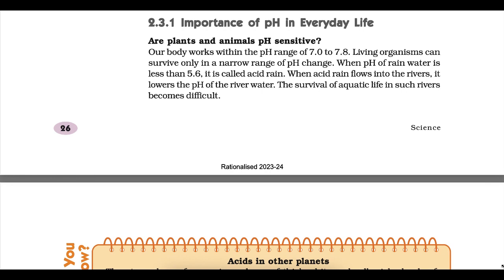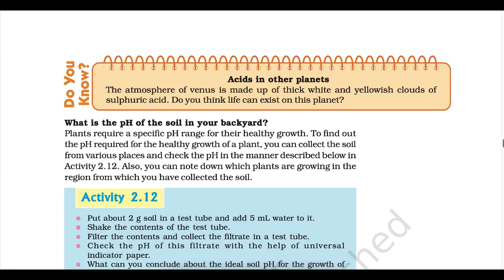Importance of pH in everyday life. Are plants and animals pH sensitive? Our body works within the pH range of 7 to 7.8. Living organisms can survive only in a narrow range of pH change. When the pH of rainwater is less than 5.6, it is called acid rain. When acid rain flows into rivers, it lowers the pH of the river water. The survival of aquatic life in such rivers becomes difficult.